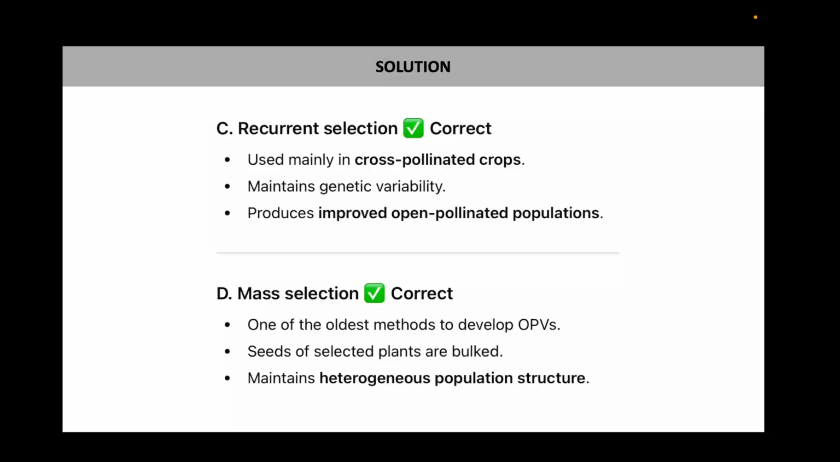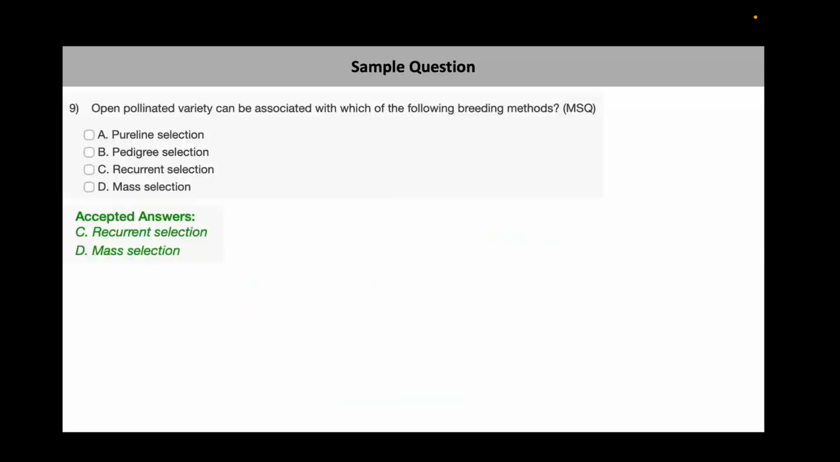Then C is recurrent selection. It will use mainly cross-pollinated crops, so it is correct in OPVs that more cross-pollination will happen and it will maintain the genetic variability, which will also improve the population. So recurrent selection is correct. Mass selection will also be correct because it is the most obvious way of OPVs: the plants are left to be pollinated and the seeds are selected on the basis of phenotypes and bulked more and more. So it will maintain the heterozygous population structure. In this case, options C and D are correct: OPVs are associated with recurrent selection and mass selection.